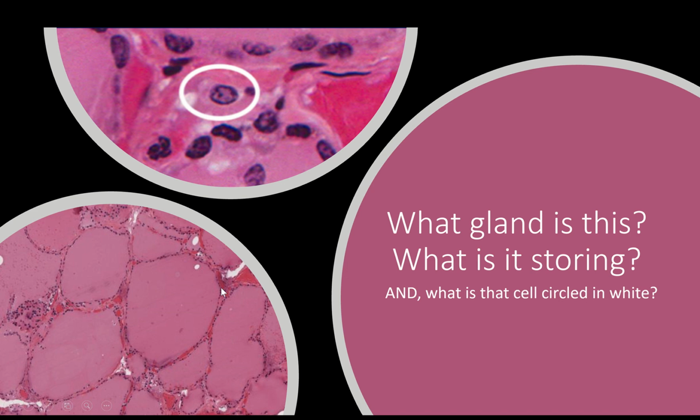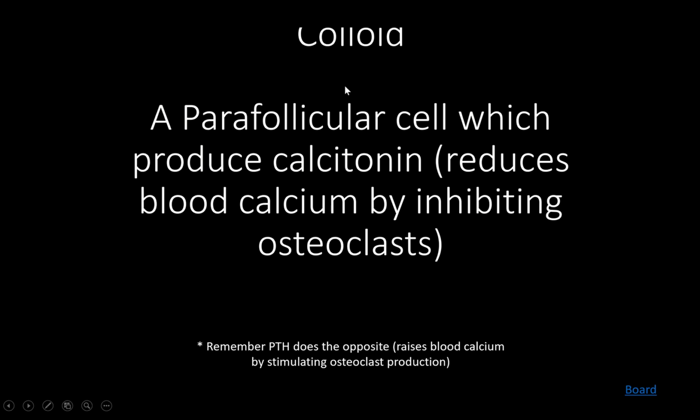Okay, but yeah, so colloid, that's what's stored in the follicles. That thing in the white circle was a parafollicular cell, and it's making calcitonin. And I do need you guys to understand the function of calcitonin, and the way I kind of remember it is it tones down the calcium. If we've got too much calcium in the blood, it's going to tone it down. So calcitonin is going to reduce blood calcium levels, and it's going to do that by inhibiting osteoclasts.